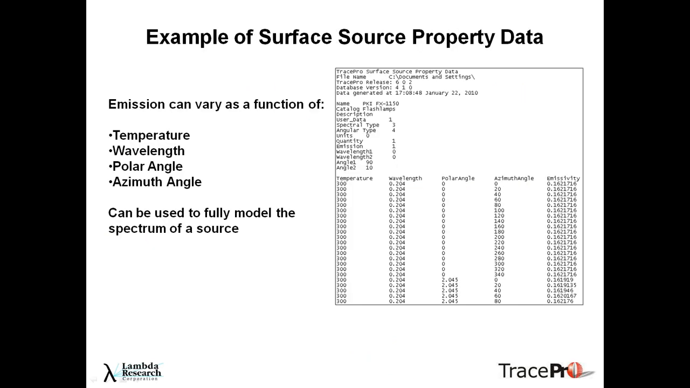And lastly here is an example of a surface source property. We can see that the emission or the output of the source can vary as a function of temperature, wavelength, polar angle, and azimuth angle. So this can be used to fully model the spectrum and angular distribution of the source.